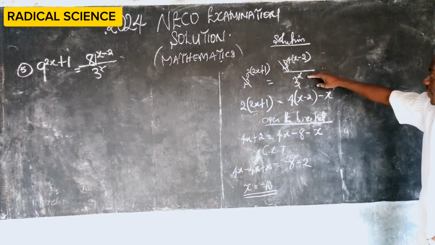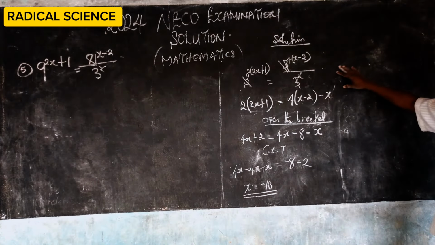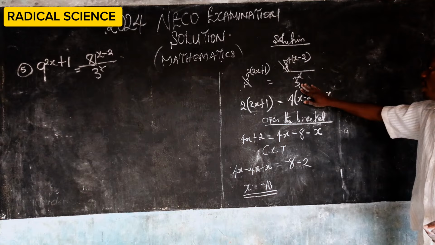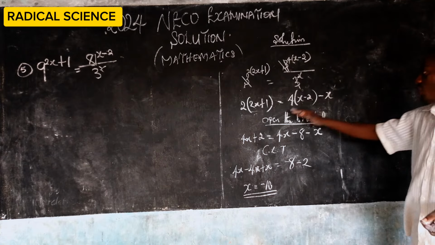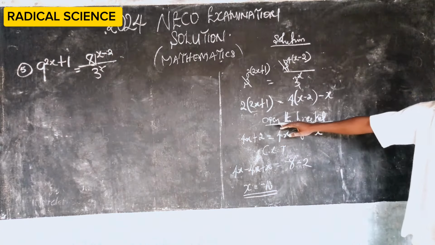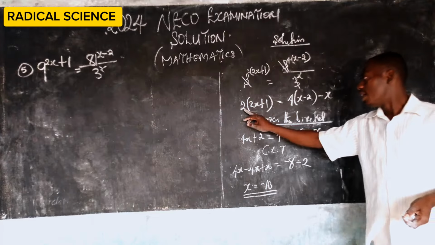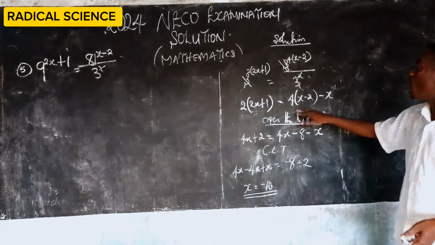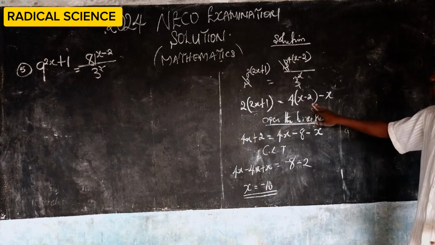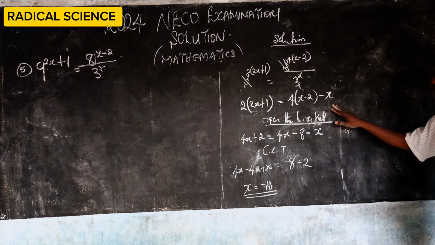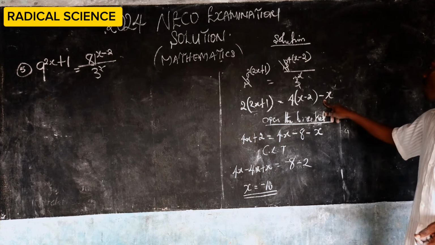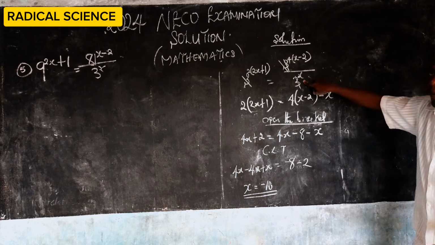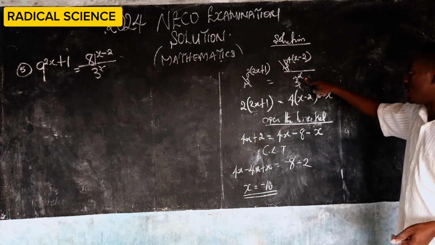I applied the law of indices when division is involved. When division is involved, it is subtraction. If you open the brackets, I had 2 brackets, 2x plus 1 is equals to 4 brackets, x minus 2, and we close the bracket is equals to minus x, applying the law of indices, division law.